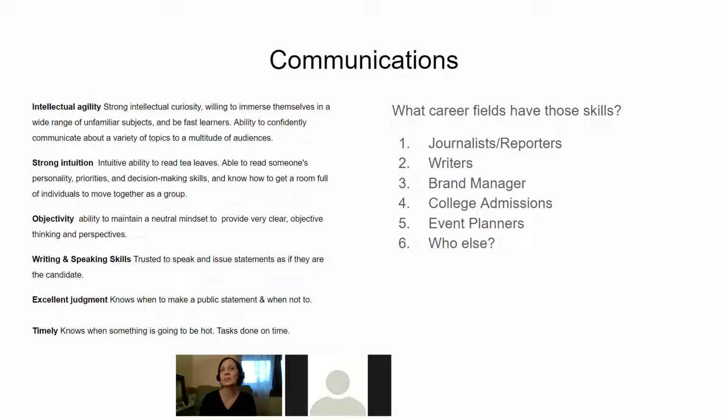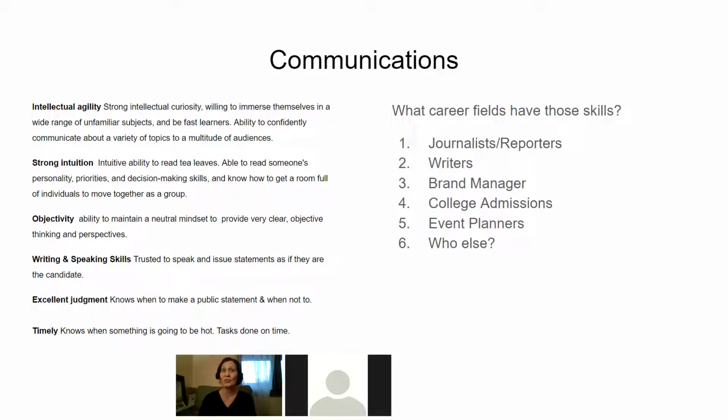But if you don't have someone that has direct experience in that, what other career fields have those skills? Journalists and reporters, caveat on that one. They can often be challenging to work with on a team. Writers, of any type, if they are a writer of any type, they can usually adapt to whatever writing style is needed, and they have that base of knowledge.